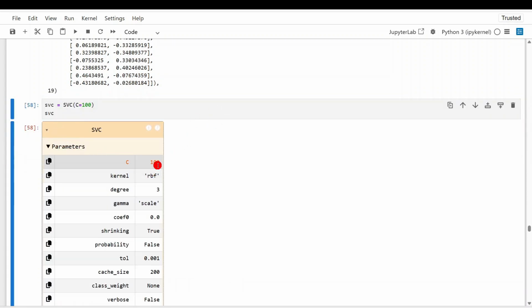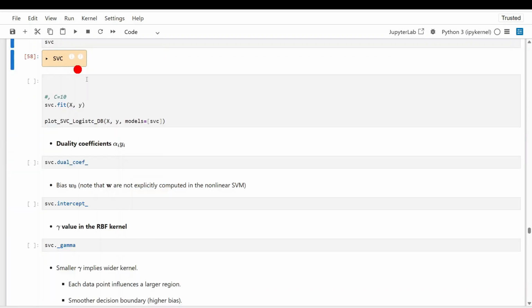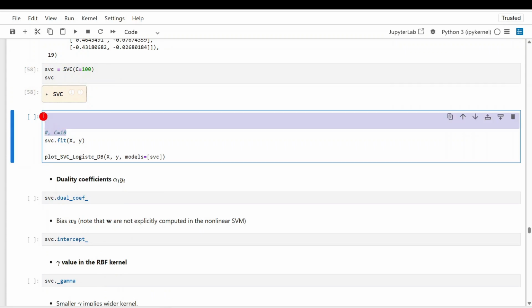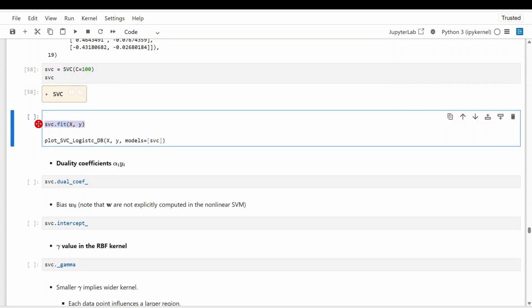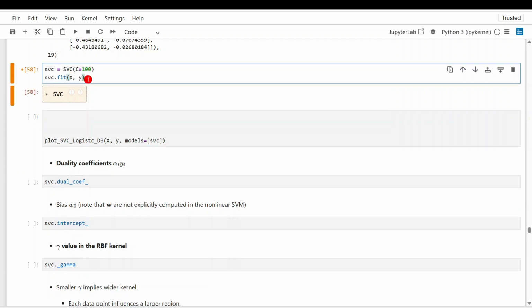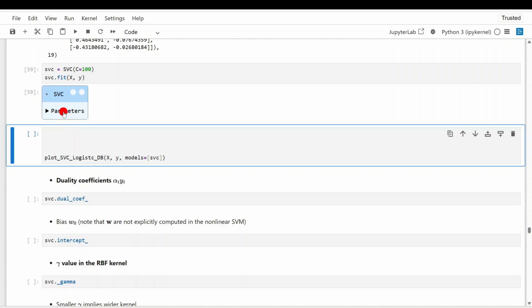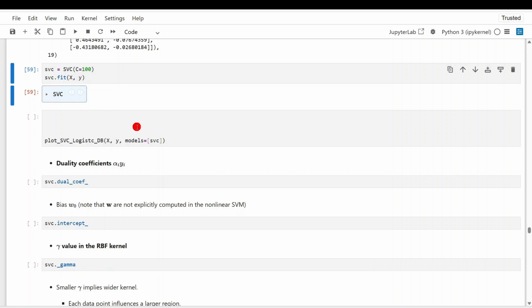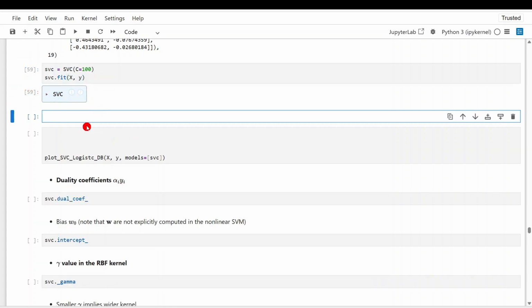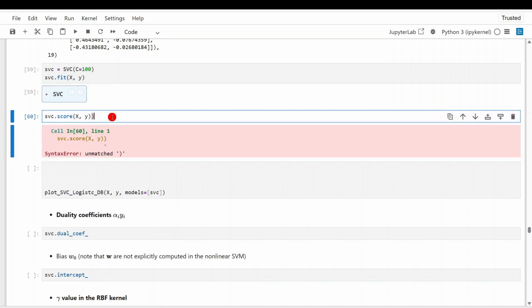Now C is 100. Let's train our model, and for that we need to call the fit method, SVC.fit, and supply the training data. Now it is trained, and the parameter C is 100. So let's see the performance of this model: svc.score, supplying the input features data and output data.